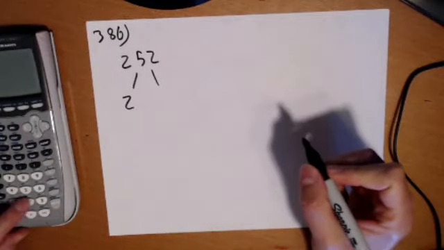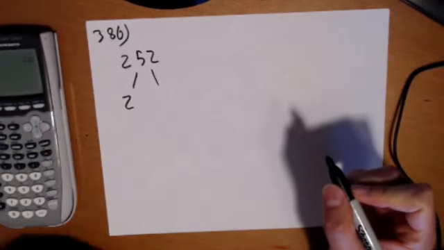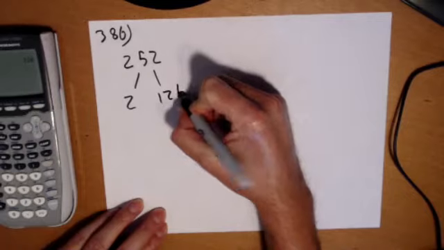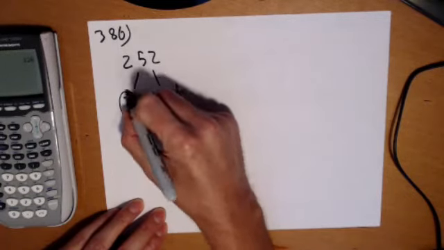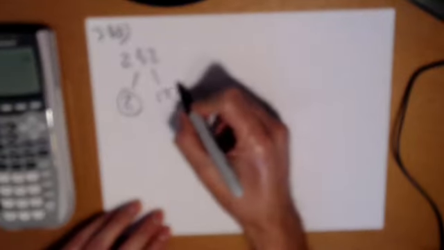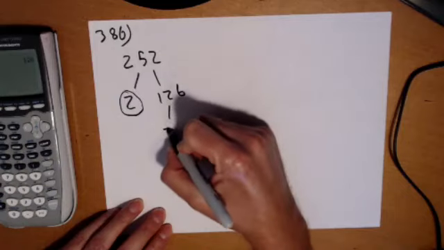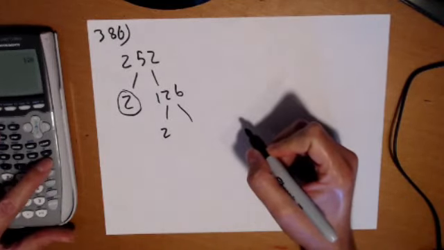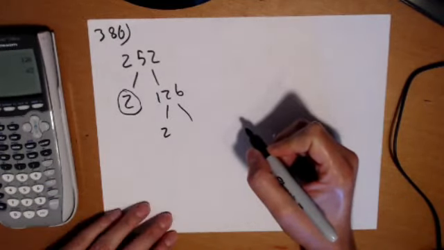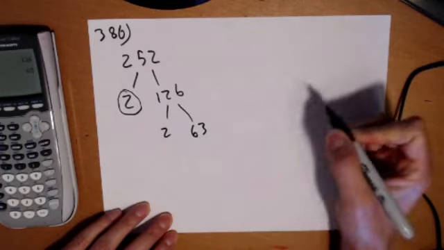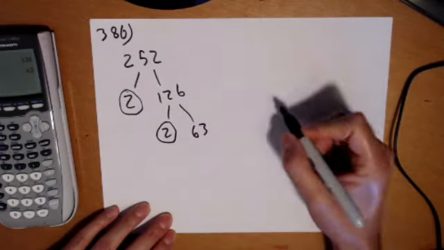So 252 divided by 2 is 126. 2 is prime, so that's sort of a stopper. 126 is even, so 2 goes into it again. So 126 divided by 2 is 63. 2 is a stopper because it's a prime number.